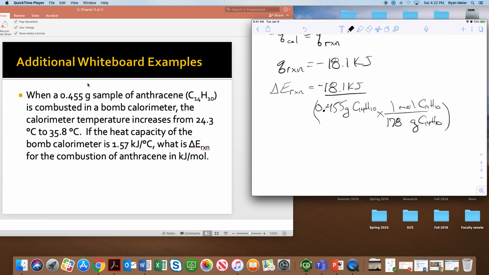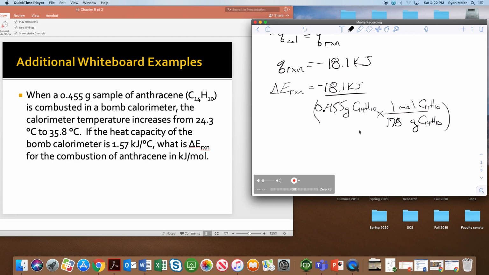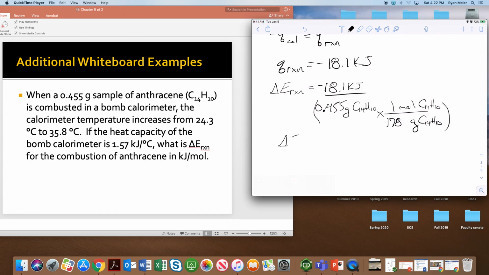And now we have all the pieces that we need, this whole bottom part, this chunk right here. This will give us the moles of our anthracene that are being combusted. That's the energy change that happens when we combust that many moles. And so now if we divide and multiply all of this out, delta E of our reaction ends up coming out to about negative 7,070 kilojoules per mole for our final units.